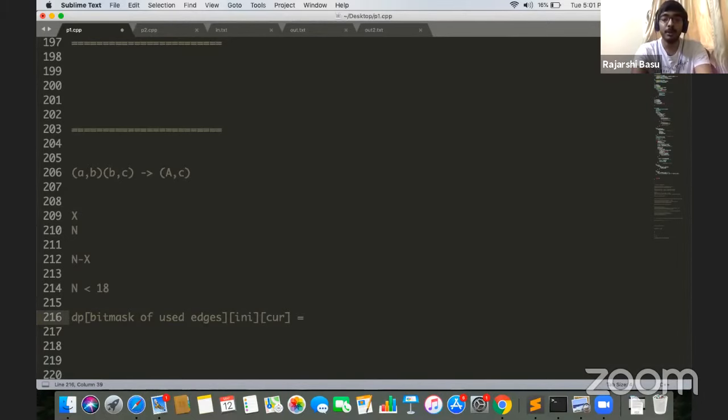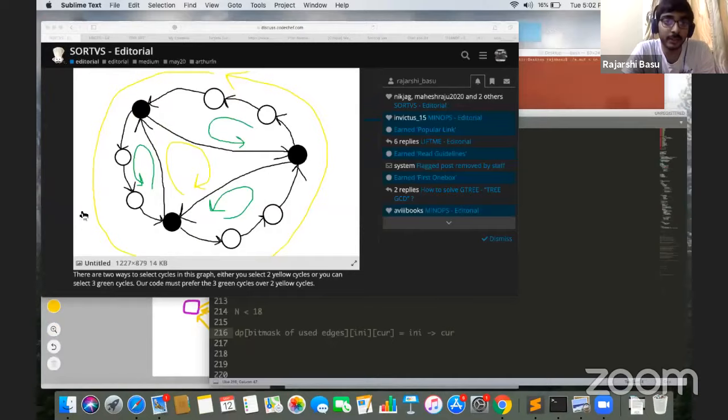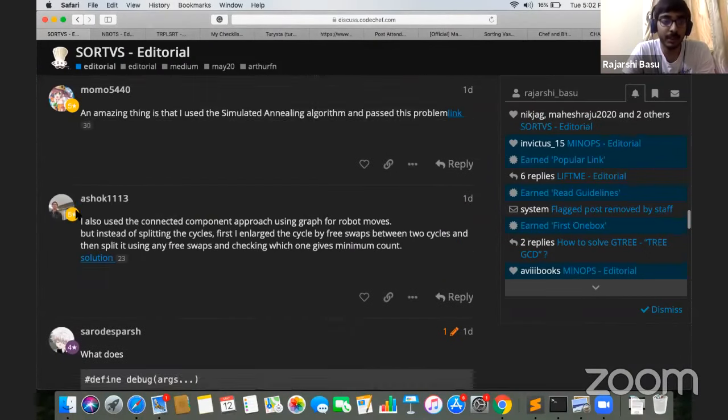What does this DP mean? It means that you have a path from the initial position, vertex ini, to vertex curl, and some more cycles. And what is the maximum number of cycles you have been able to decompose the rest of the edges into? So instead of writing the transitions out myself again, I'll refer to the setter's code as it's pretty neat.